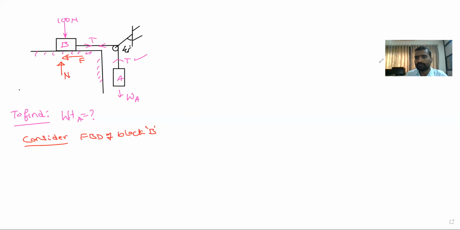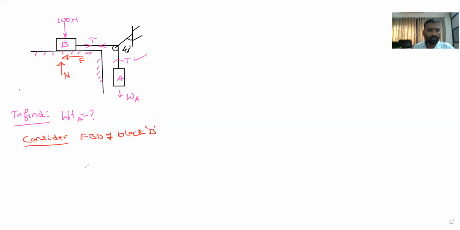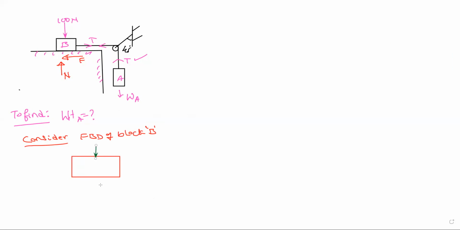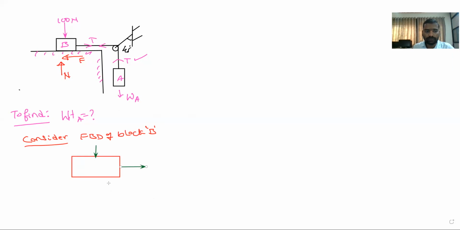Okay, just a minute. FBD of block B. Now I will draw the block B. So this is block B. Now you have to tell me, what are the forces acting on this block B? First, weight is acting downward, and tension force is acting away, and frictional force is acting in this direction, opposite to the motion. And normal reaction is acting in the upward direction. Is it correct, all this?